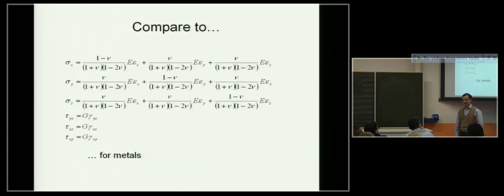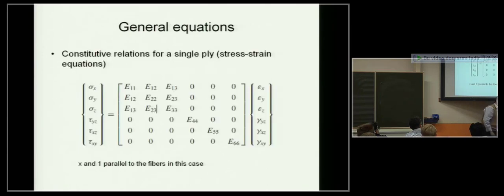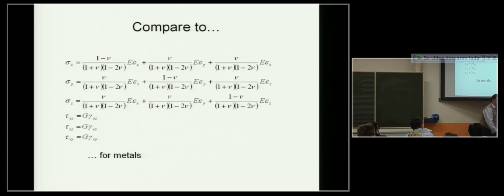Now, if you remember from your metals, the equivalent relationships for the 6 stresses and the 6 strains, epsilon x, epsilon y, epsilon z, and the shear strains shown here, gamma yz, gamma xz, and gamma xy. This is what happens for a metal, where everything is conveniently in terms of the Young's modulus and the Poisson's ratio. So the equivalent to this 6 by 6 matrix for a composite, where each term is in general independent of any other, is for metals what's shown here.